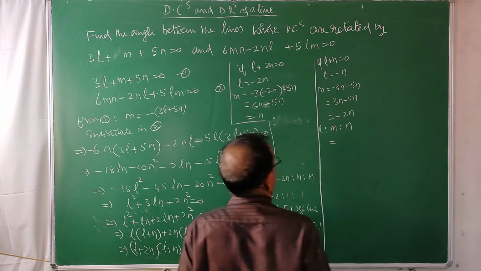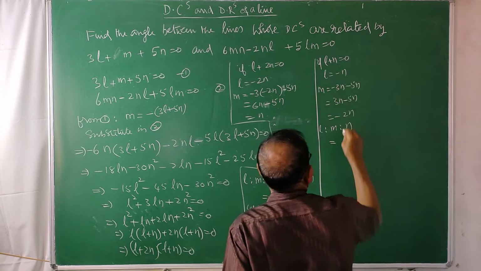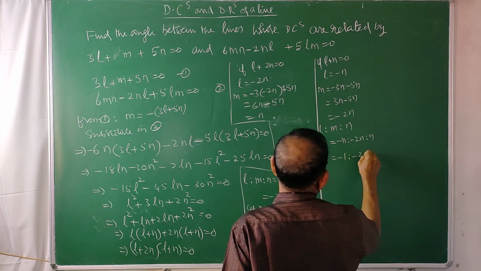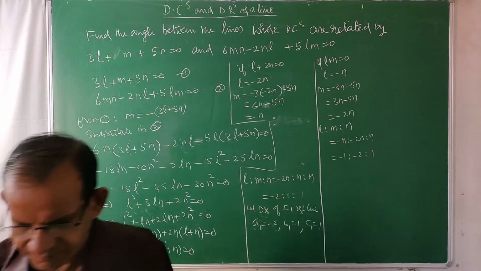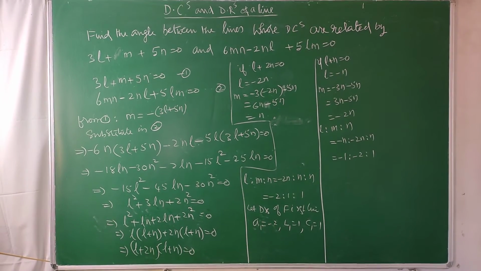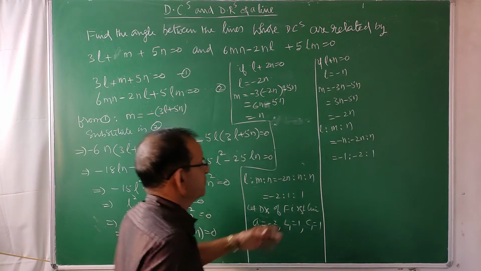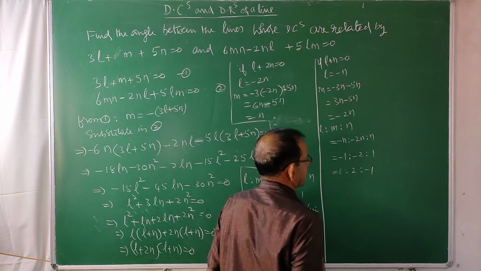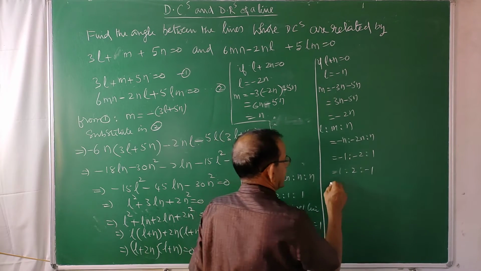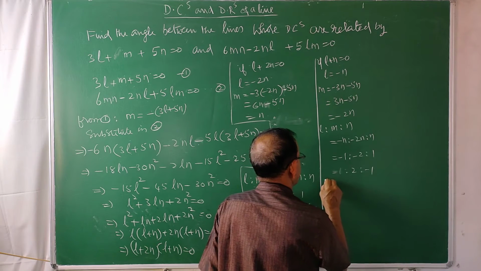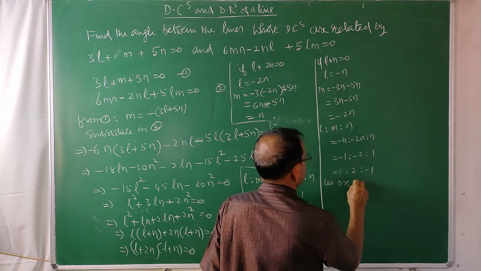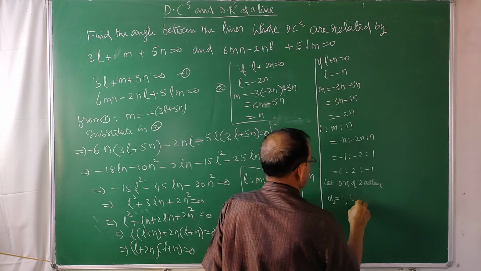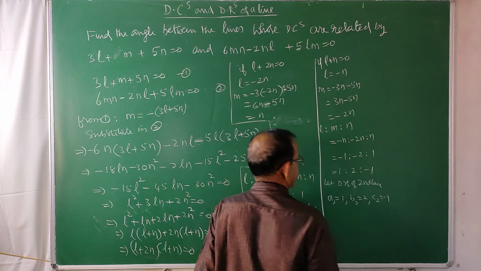So, what is L is to M is to N now? L is minus N is to minus 2N is to N, that is minus 1 is to minus 2 is to 1. Now to avoid the two minus signs, you can multiply with minus 1 also. This is 1 is to 2 is to minus 1 also. Now let us take these two as the DRs of the second line: A2 is equal to 1, B2 is equal to 2 and C2 is equal to minus 1.